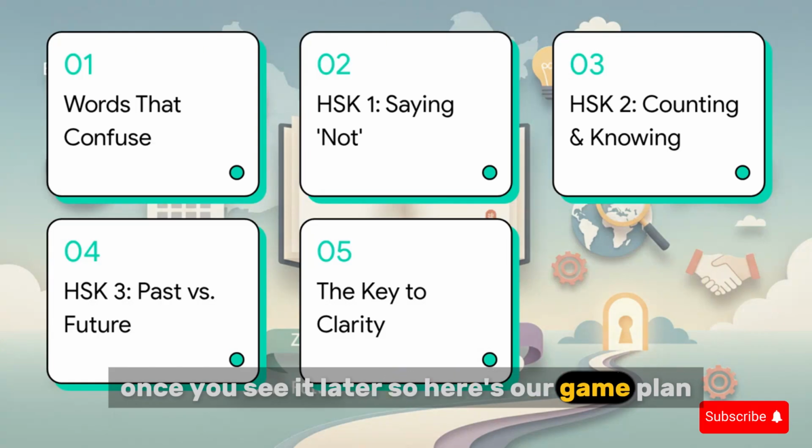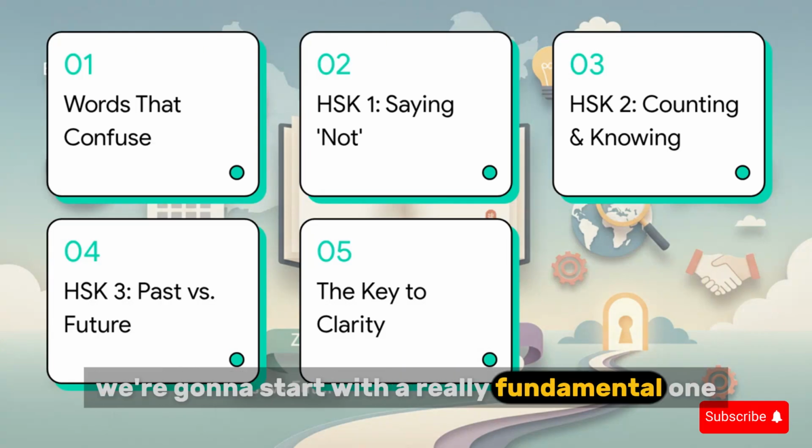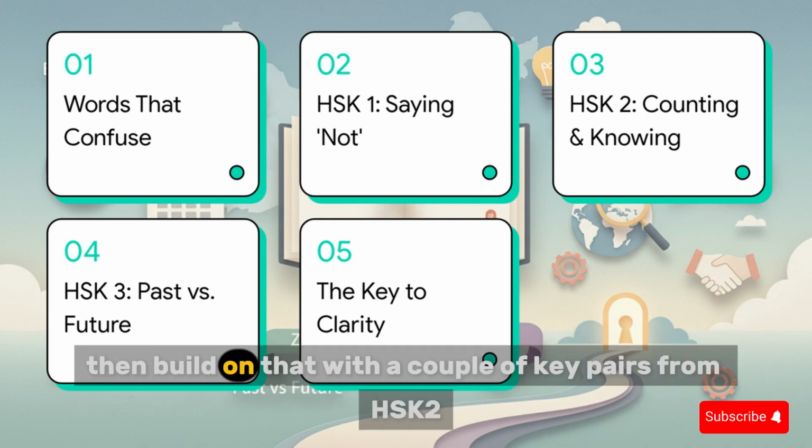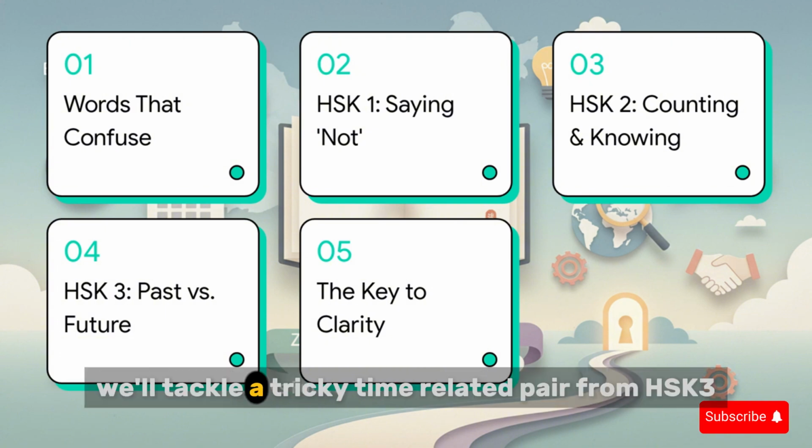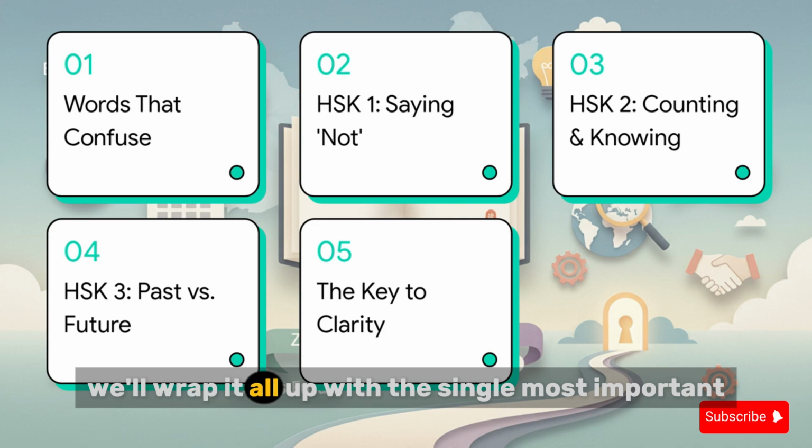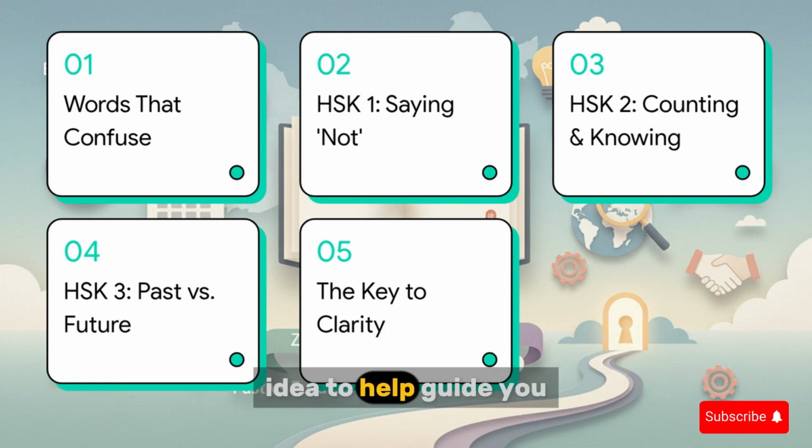So here's our game plan. We're going to start with a really fundamental one from HSK1, then build on that with a couple of key pairs from HSK2, and after that, we'll tackle a tricky time-related pair from HSK3. And to finish, we'll wrap it all up with the single most important idea to help guide you. So let's dive right in.